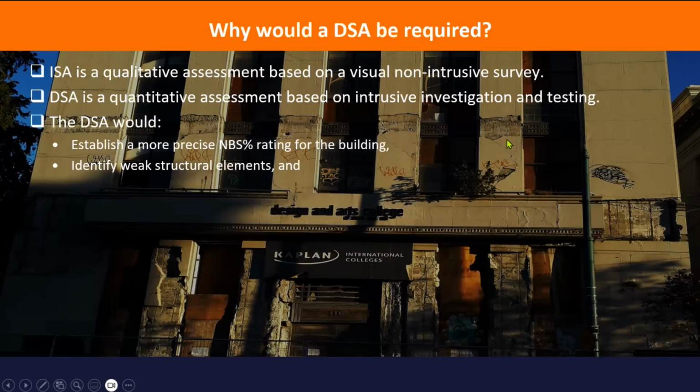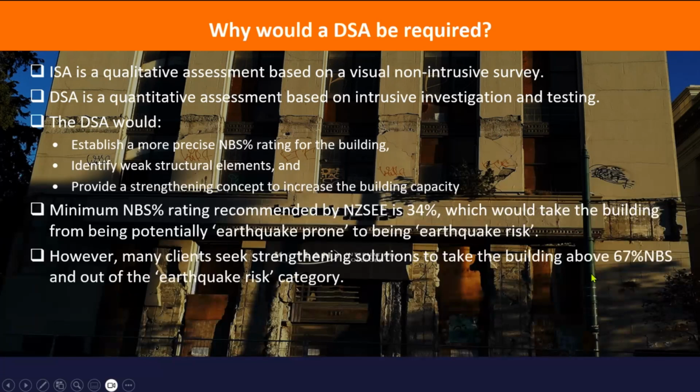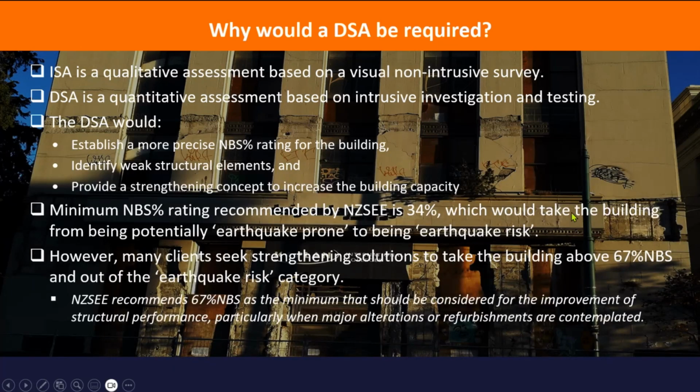So with the DSA, we want a more precise NBS. We want to find the structural elements that are weak. We might look at strengthening. So if you crunch the numbers, you might get it out of the earthquake-prone building status. Maybe. You might make it worse, because you might find even more horrors. And then you can talk about strengthening options. NZSEE, the earthquake people, say you better do it to 67, even though the legal requirement is only 34. Why would you strengthen a building only to a third as strong as it should be? Hey.